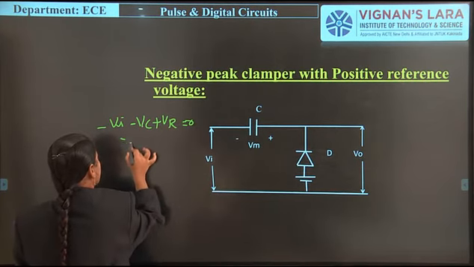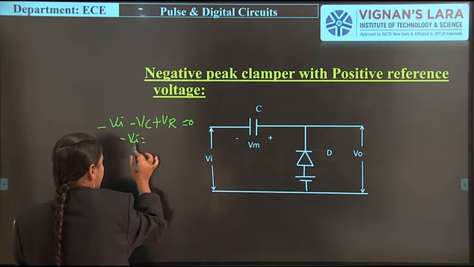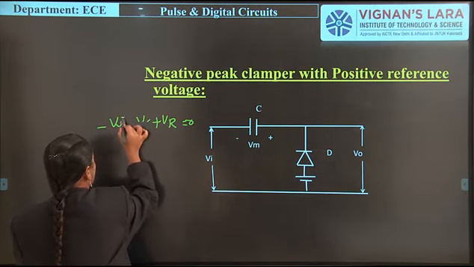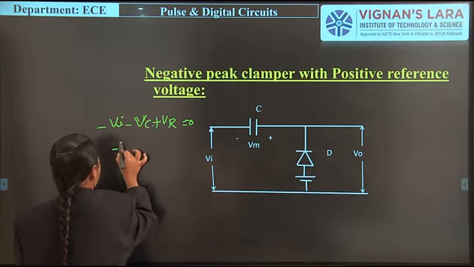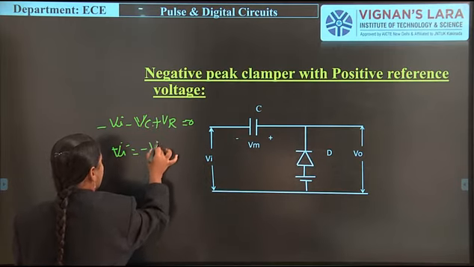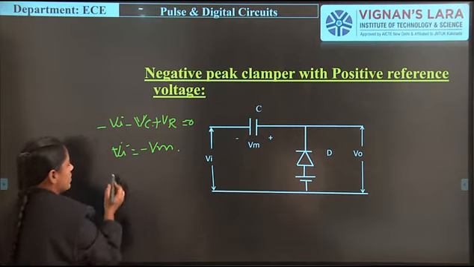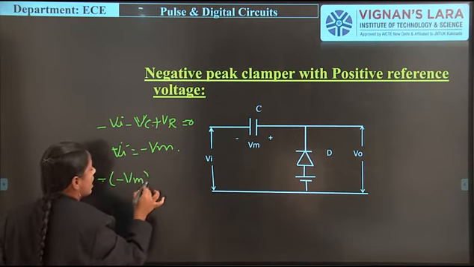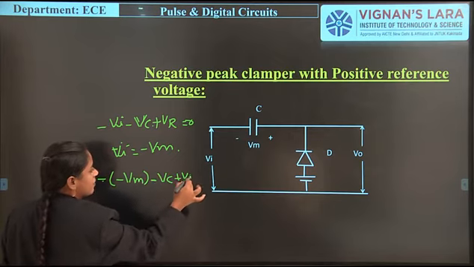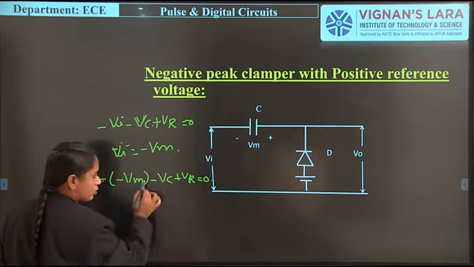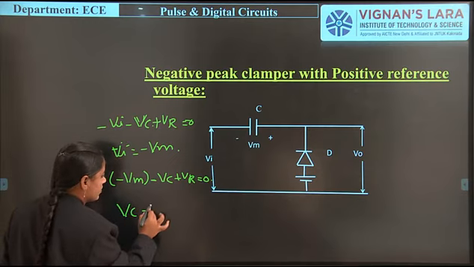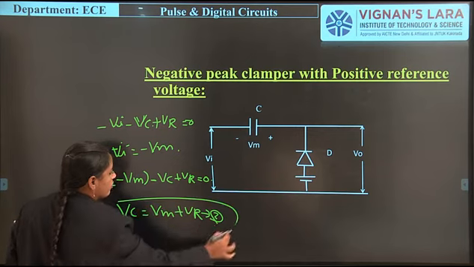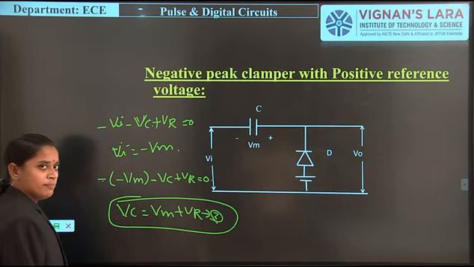As we know, Vi becomes minus Vm. Then the equation becomes: minus of minus Vm, and minus Vc plus Vr becomes 0. So then we have to find the value of Vc. Vc becomes Vm plus Vr. So this is equation number 2. From this we have to use the value in equation number 1.